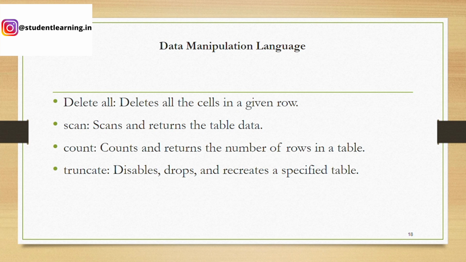Scan command. A scan command is basically used to scan and return the table data. That means you can return the exact data of the table with the help of scan command. Count command. Count command is basically used to count the number of rows in a table. Last is a truncate command. With the help of truncate command, we can disable, drop, and recreate a specific table as per the requirement.